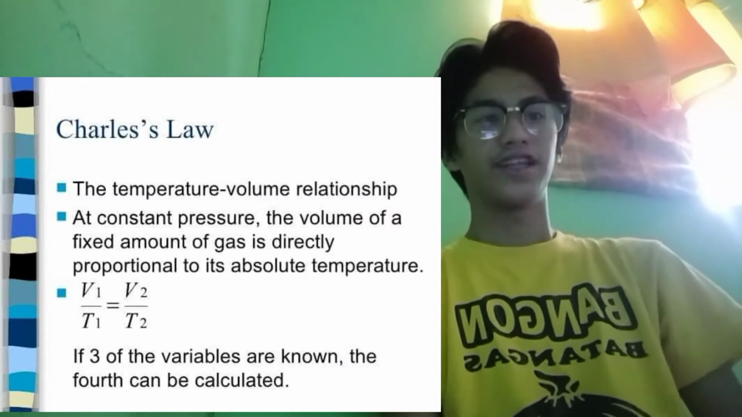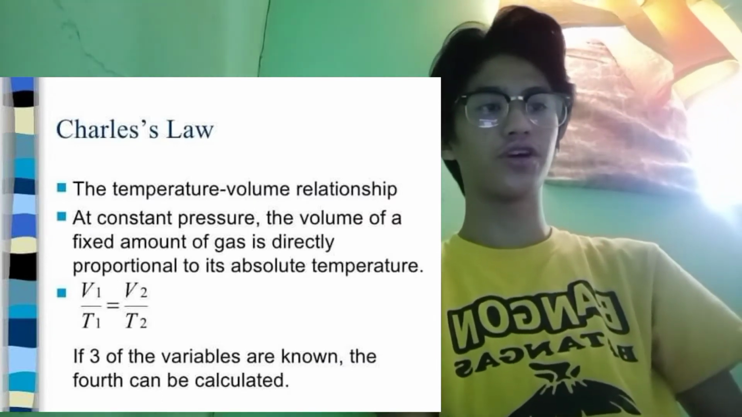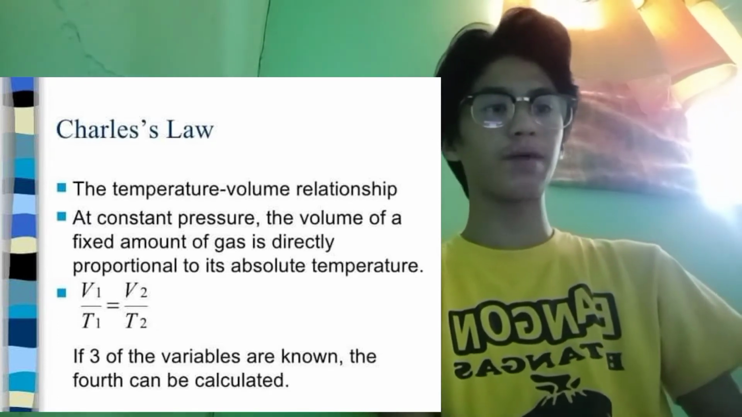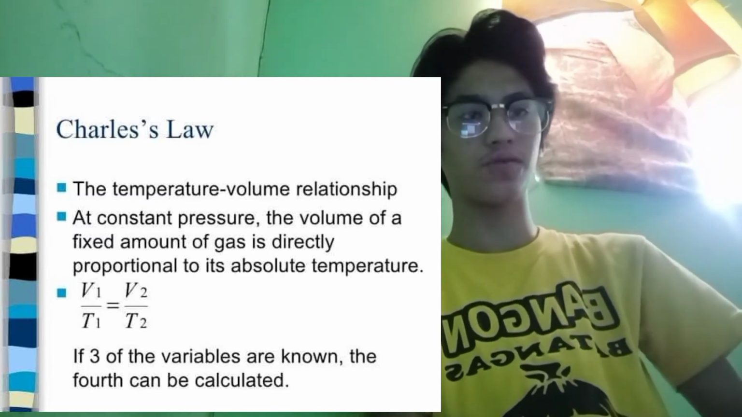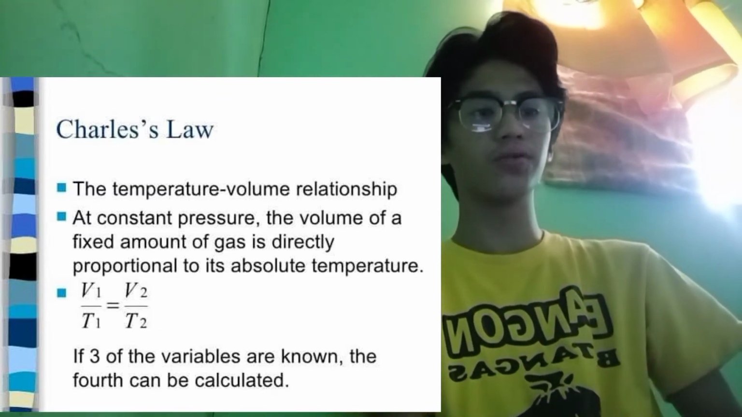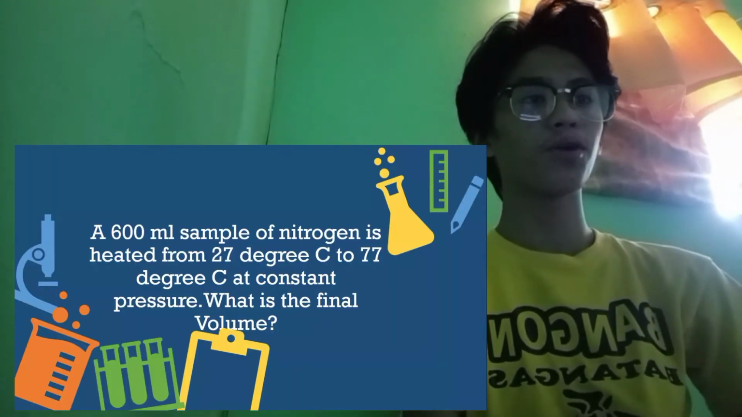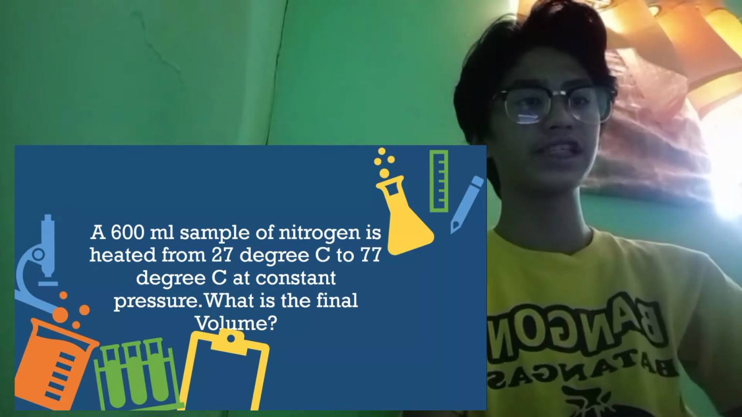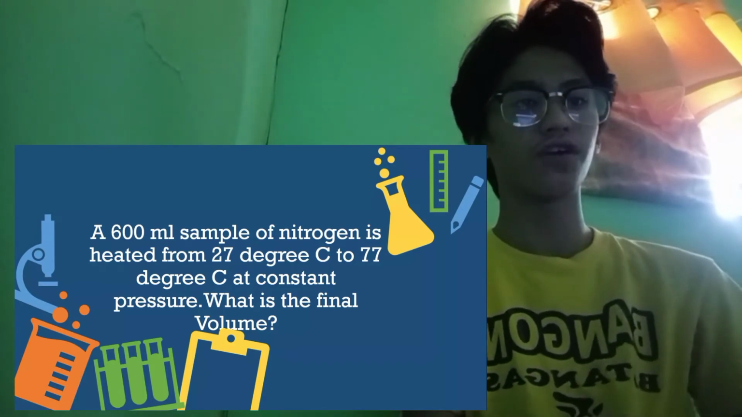Charles Law, the temperature-volume relationship. At constant pressure, the volume of a fixed amount of gas is directly proportional to its absolute temperature. V1 divided by T1 is equal to V2 divided by T2. If three of the variables are known, the fourth can be calculated. A 600 ml sample of nitrogen is heated from 27 degrees Celsius to 77 degrees Celsius at constant pressure. What is the final volume?